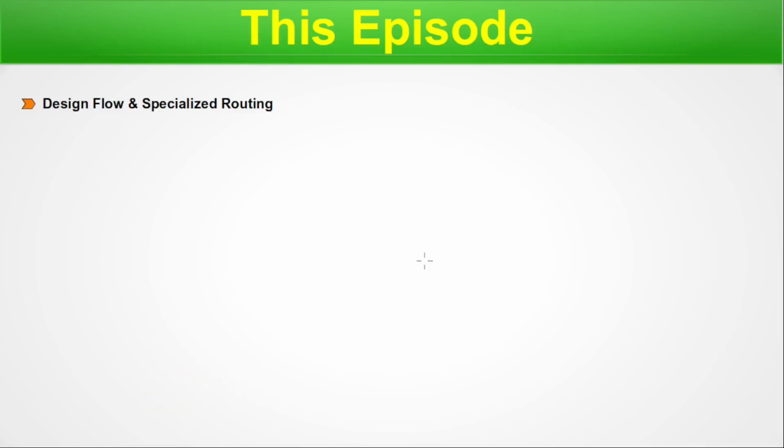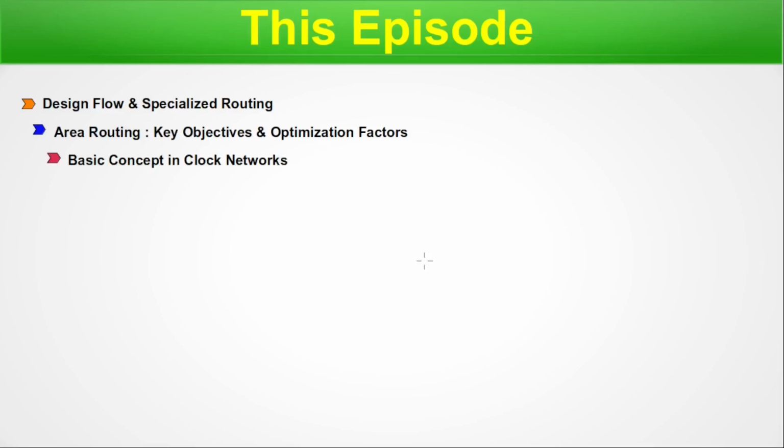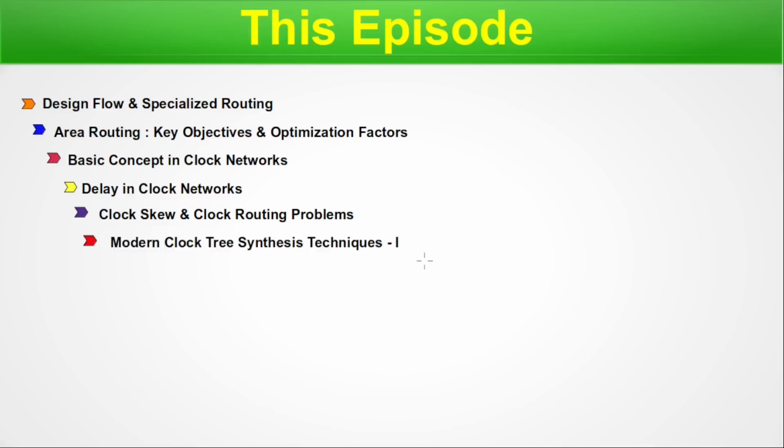Now let's take a look at the pointers we are going to discuss in today's episode. First, design flow and specialized routing. This is the third episode on routing in physical design, and we have already covered global and detailed routing. Now it's time for specialized routing. Next, area routing, key objectives and optimization factors. Next, basic concepts in clock networks. After that, delay in clock networks, clock skew and clock routing problems, modern clock tree synthesis techniques.